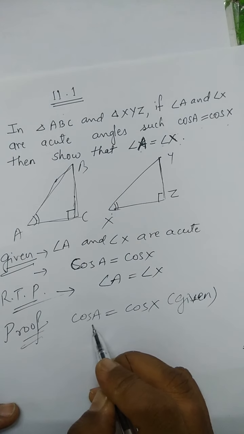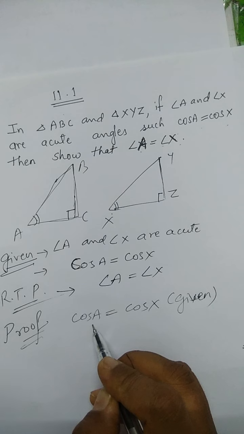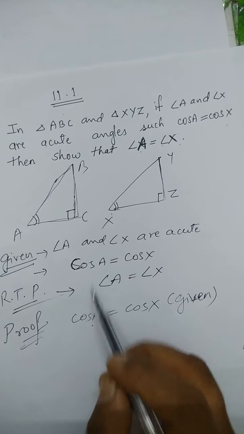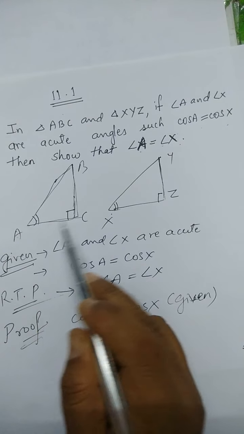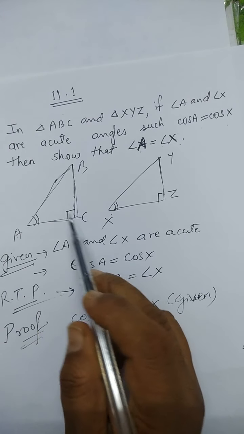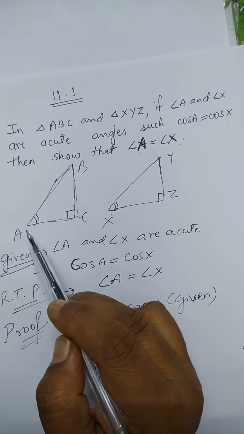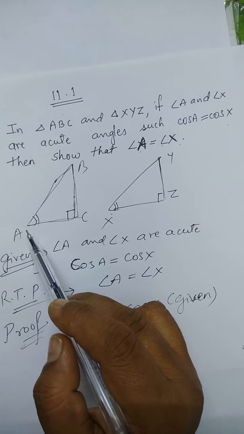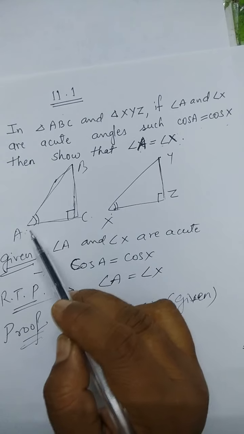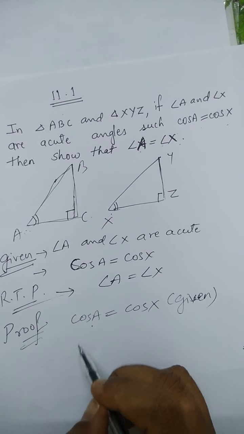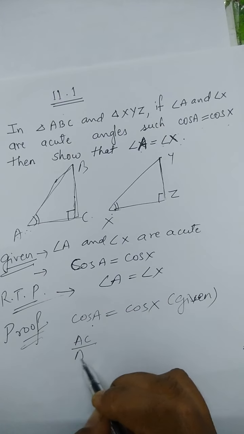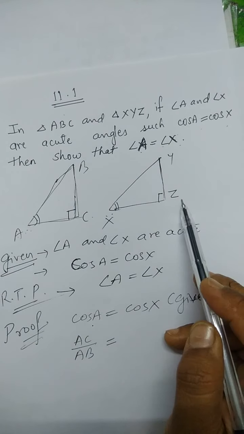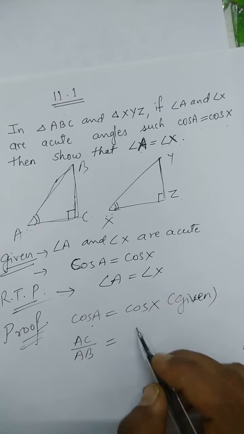Okay. Cos A. What is the ratio of cos? Adjacent upon hypotenuse. What is adjacent here for A? AC. Right? And hypotenuse is AB. Are you getting what I am explaining? Yes, good. AC upon AB, meaning adjacent upon hypotenuse, is equal to, here adjacent is XZ upon XY.